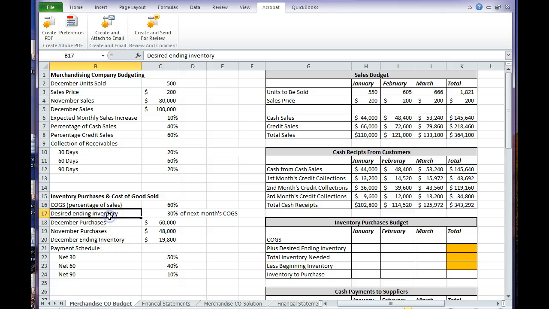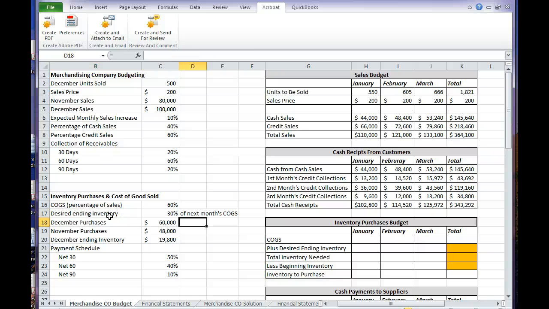Here we have a desired ending inventory. So if you think about the 30th of the month, you want some inventory left over, especially if it takes 15 days for something to get in. And why do you want something left over at the end of the month? Because you want to cover sales that happen on the first day of the next month. If all your inventory comes in on the 15th, you need inventory in the beginning to basically carry you over.